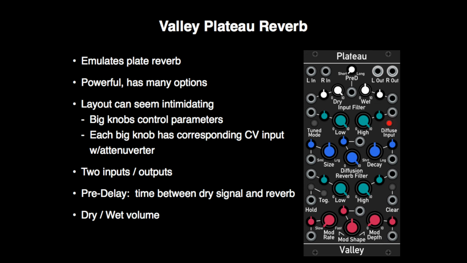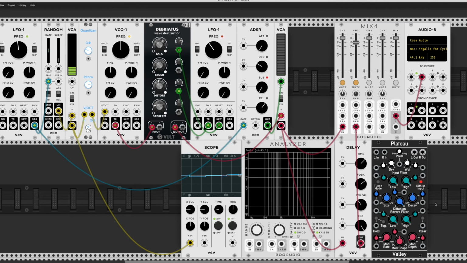So I'm going to go ahead and pull that up here. As I said, the layout can be kind of intimidating, but there's a few things I'm going to point out just to make it a little easier to manage. First of all, we have these big knobs, and then we have a bunch of little knobs. The big knobs are always the actual parameter of the reverb that you're exploring.